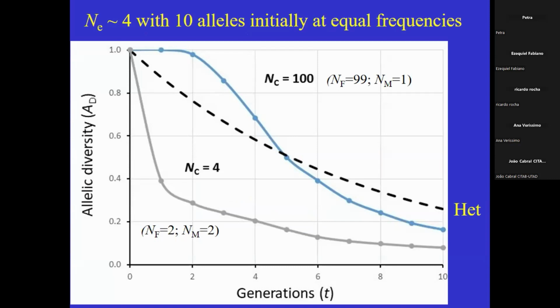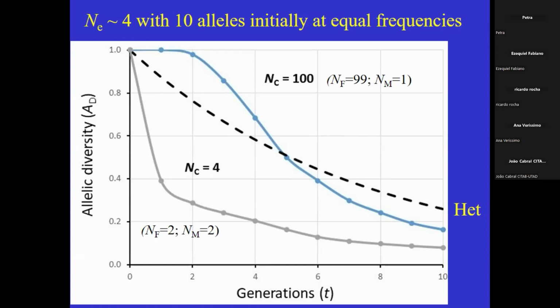So here we have two populations. Here's again the loss of heterozygosity, the dotted line. If we have a census size of 2 males and 2 females, this is the result of a simulation, looking at different numbers of alleles. And C is a population with 99 females and 1 male. So if we use that NE formula, both of these populations have an NE of about 4, but we see a much greater loss of allelic diversity in the population with the larger census size.